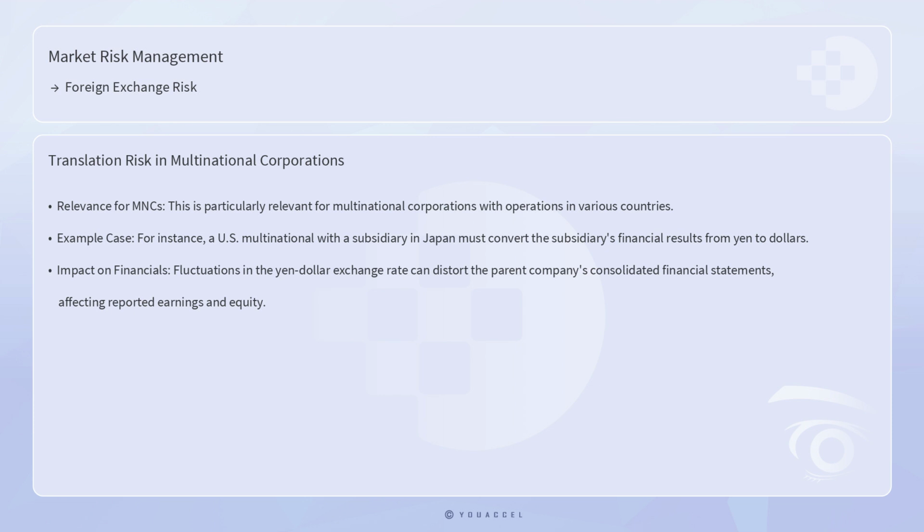Translation risk, on the other hand, arises from the need to convert the financial statements of foreign subsidiaries into the parent company's reporting currency. This is particularly relevant for multinational corporations with operations in various countries. For instance, a U.S. multinational with a subsidiary in Japan must convert the subsidiary's financial results from yen to dollars. Fluctuations in the yen-dollar exchange rate can distort the parent company's consolidated financial statements, affecting reported earnings and equity.